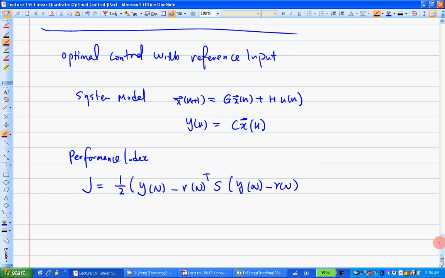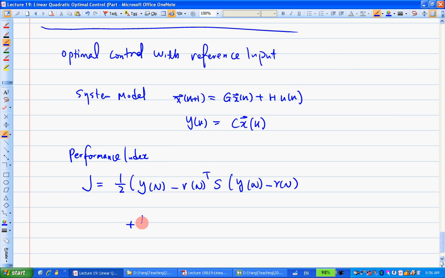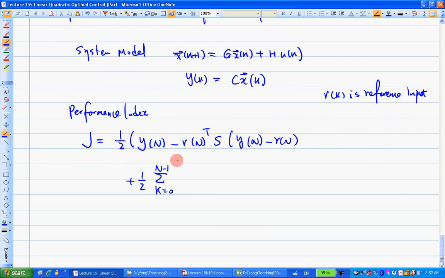So you see the difference here? Instead of the performance index being related to x of k, you relate the J with the difference between the output and the reference input. The r of k is the reference input, okay? It's the reference input. And that's the final state.